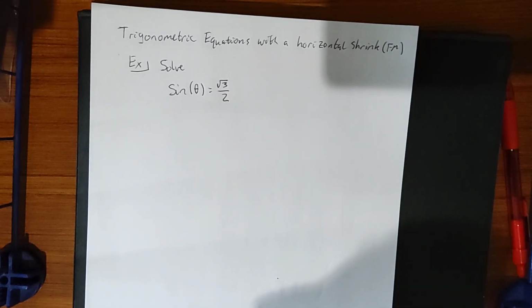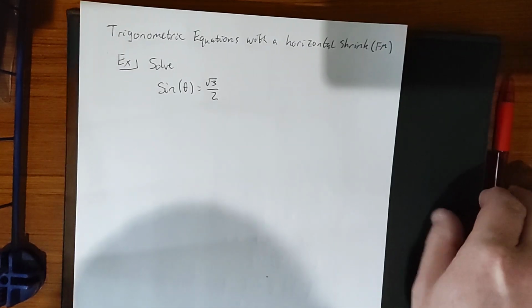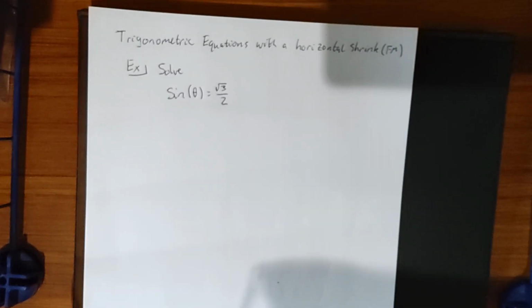In the next couple of videos, we're going to investigate what happens when we throw a horizontal shrink into our trigonometric equations. For our first example, we'll try one without a horizontal shrink in it. We'll just say solve the sine of theta is equal to root 3 over 2.